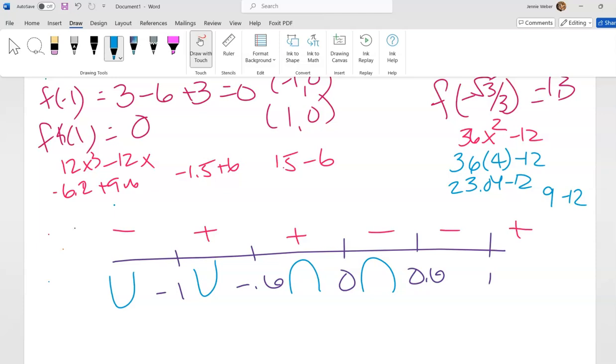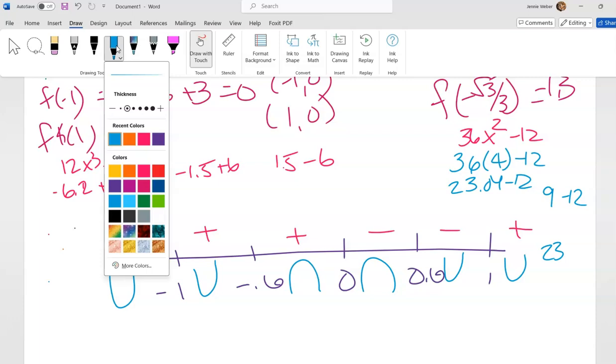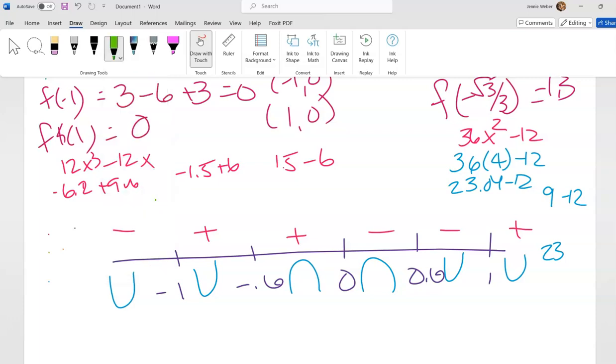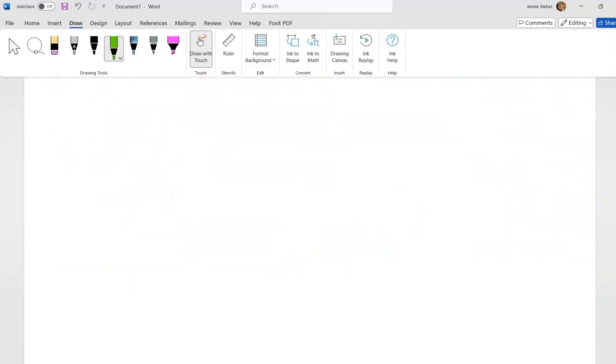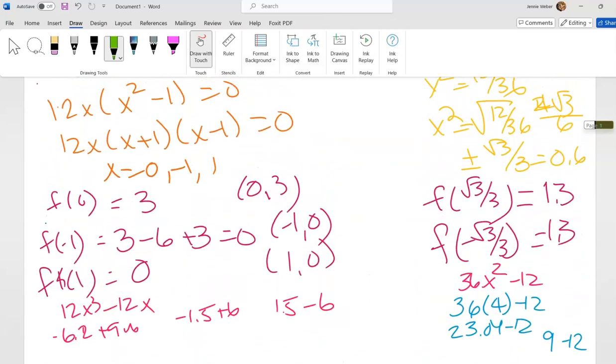I'm going to do 0.8 times 0.8 times 36, which is 23. And see there, I'm back. So now I'm concave up. Okay, now we're going to take all this information and put it on our graph. And this is where those graphing points come in useful. So I'm going to start graphing those first.